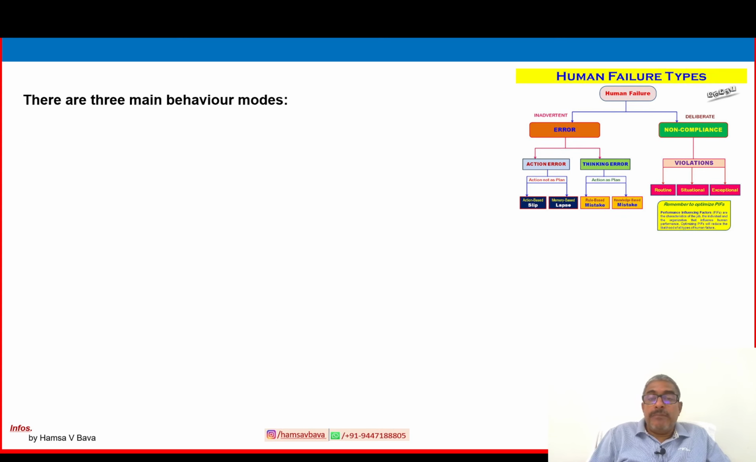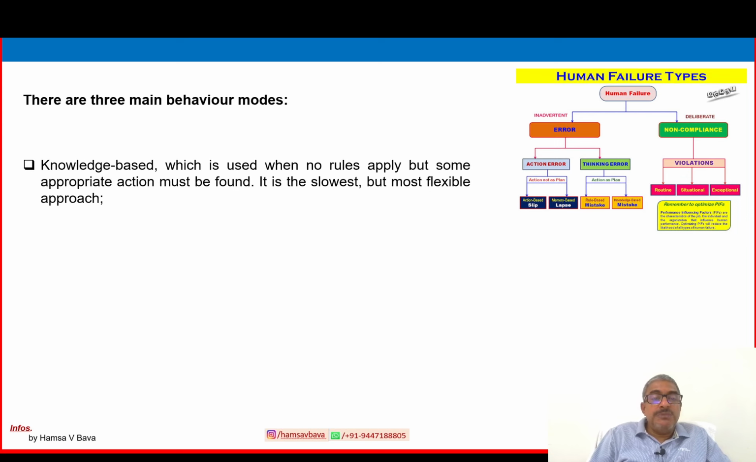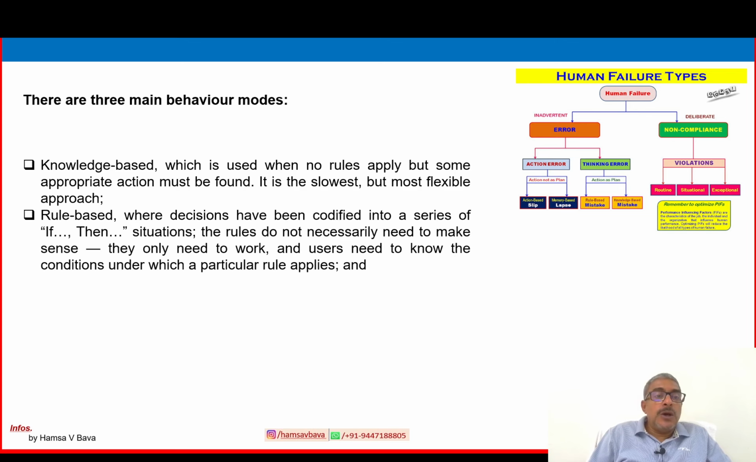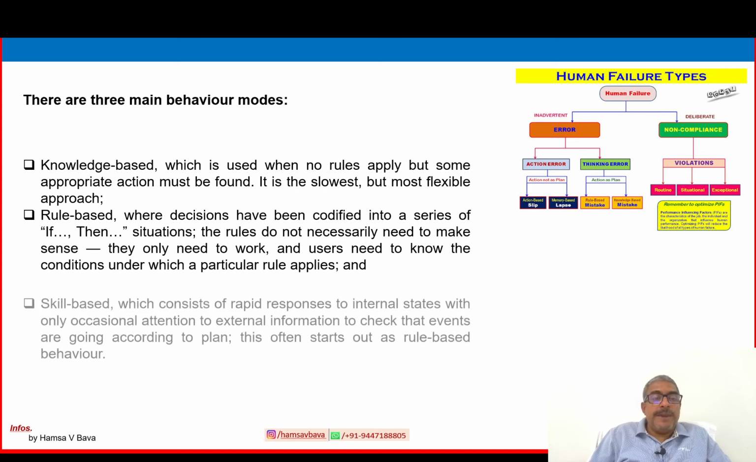There are three main behavior modes. Knowledge based, which is used when no rules apply but some appropriate action must be found. It is the slowest but most flexible approach. Rule based, where decisions have been codified into a series of if-then situations. The rules do not necessarily need to make sense, they only need to work, and users need to know the conditions under which a particular rule operates. That is rule based behavior.